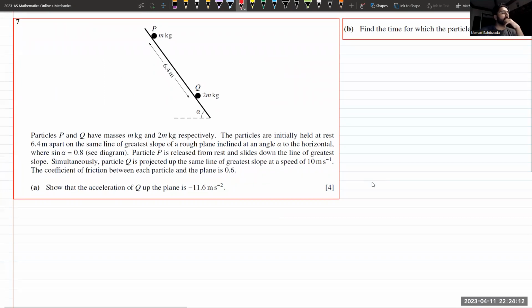All right, so we've got particles P and Q that have masses m kg and 2m kg respectively. The particles are initially held at rest 6.4 meters apart on the same line of greatest slope of a rough plane, inclined at an angle alpha to the horizontal, where sine alpha is given as 0.8. Particle P is released from rest and slides down the line of greatest slope.